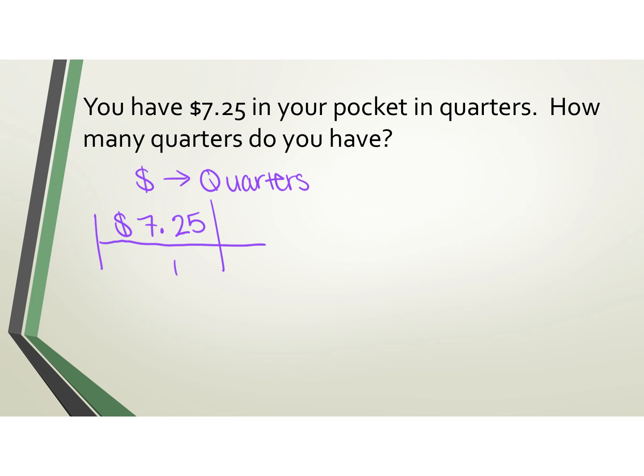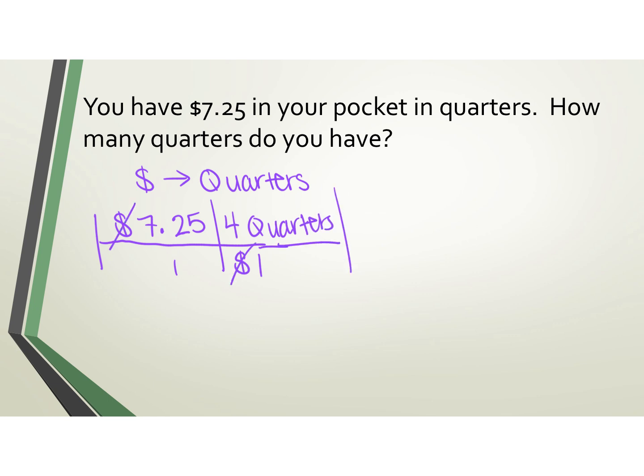Okay, how many quarters are in a dollar? 4. What number has to go in the bottom here? Dollar. And how many dollars? $1. What goes in the top? 4 quarters.